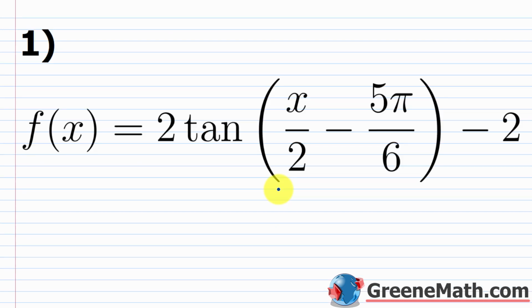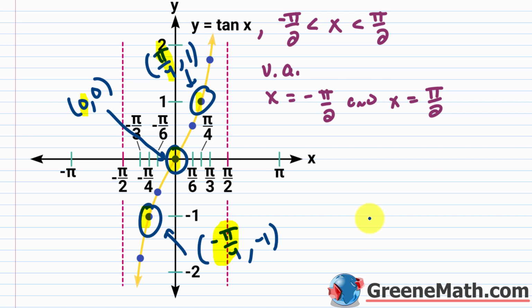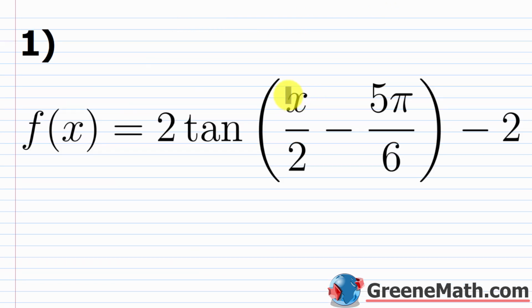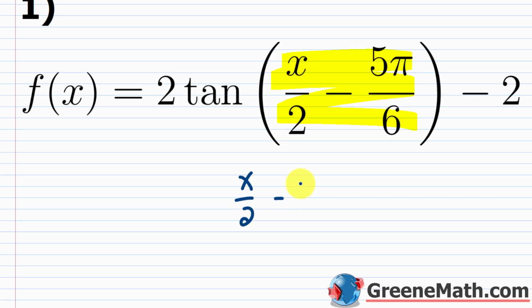All right, let's take a look at the first problem. We have f of x equals 2 tangent of x over 2 minus 5 pi over 6, and then minus 2. So again, going back to what we just talked about, if we look at y equals the tangent of x, we graph this as x is greater than negative pi over 2 and less than pi over 2. So what we can do is just modify this inequality, because now the argument is not x, it's x over 2 minus 5 pi over 6. So let's say that x over 2 minus 5 pi over 6 is greater than negative pi over 2 and less than pi over 2.